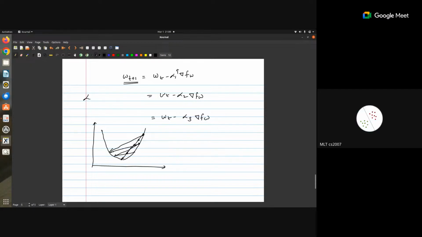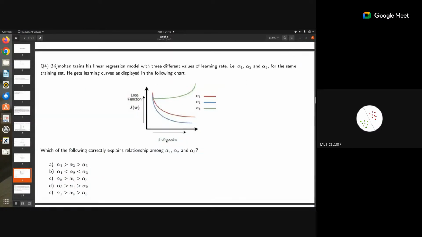So you will have to choose the alpha such that it shouldn't be very small. What happens if it is very small? It will take a lot of iterations to reach the value. So now you look at it, what is here? Don't worry about the number of epochs. Think about it as the number of iterations. So alpha 2 takes more iterations.